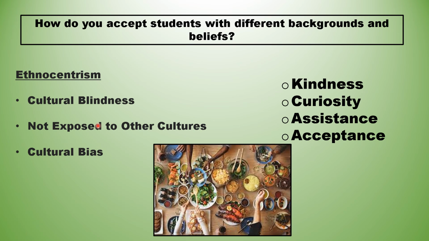They don't understand them. So in some cases, some people, if they don't understand something, they immediately disagree with it, or they're fearful of it. And then you can create this cultural bias. So you can't blame people in some respects for cultural blindness. All you can do is try to teach them. And I think the best way to do that is when we do have students come in from different backgrounds and you practice kindness, curiosity, assistance, and acceptance, that's going to work.